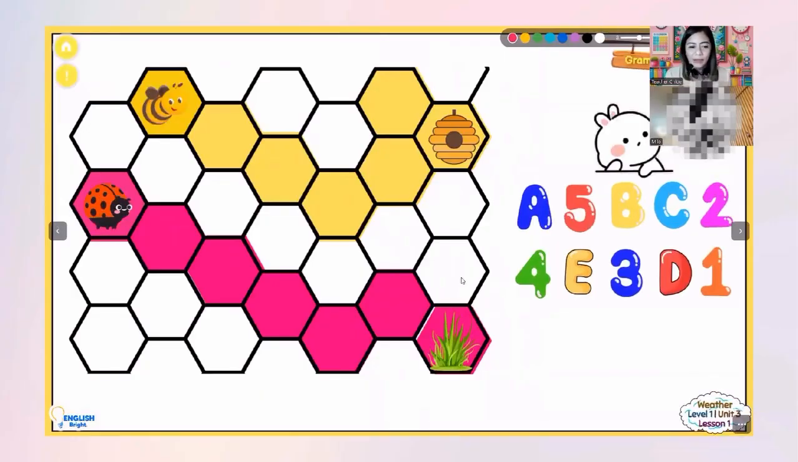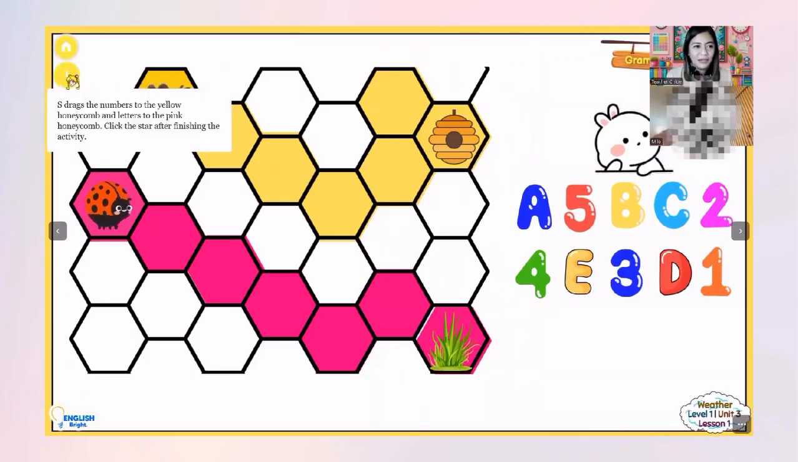Wow. Do you see the bee and the bug? Yes. What is the color of the bee? Do you see the bee? Yes. Okay. And what is the color of the bug? I don't know. You don't know.